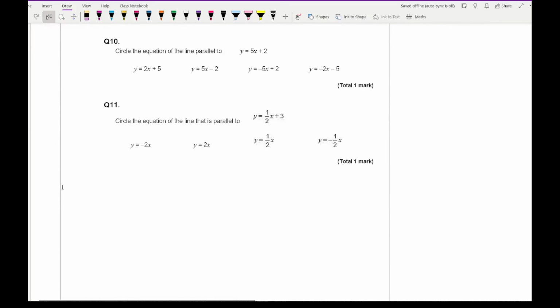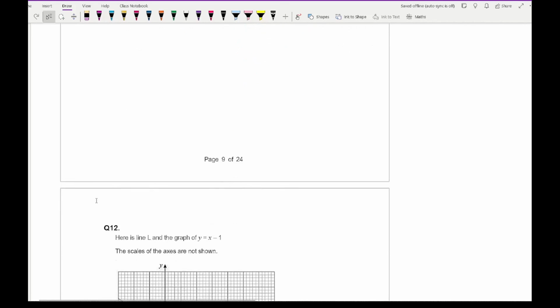Moving on to question 10, it says circle the equation of the line parallel to y equals 5x plus 2. So we're looking for an equation with a gradient of positive 5, and that is going to be our second option. For question 11, it says circle the equation of the line that is parallel to y equals a half x plus 3. So we're looking for m equals positive a half, which again is our third option.